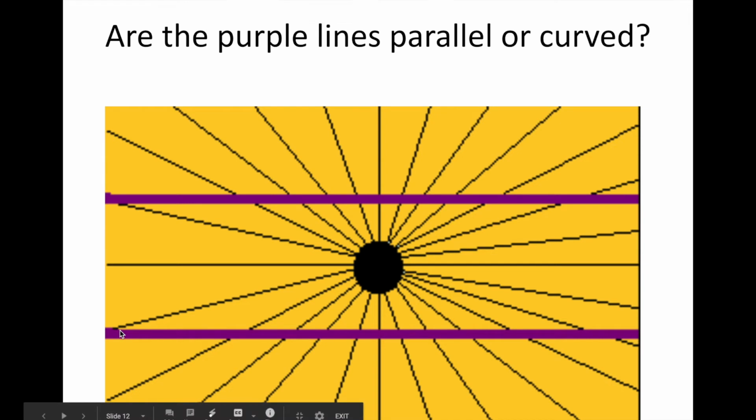Number 12, are the purple lines parallel or curved? Go ahead into your Google form, pause the video, and answer. Are the purple lines parallel or curved?